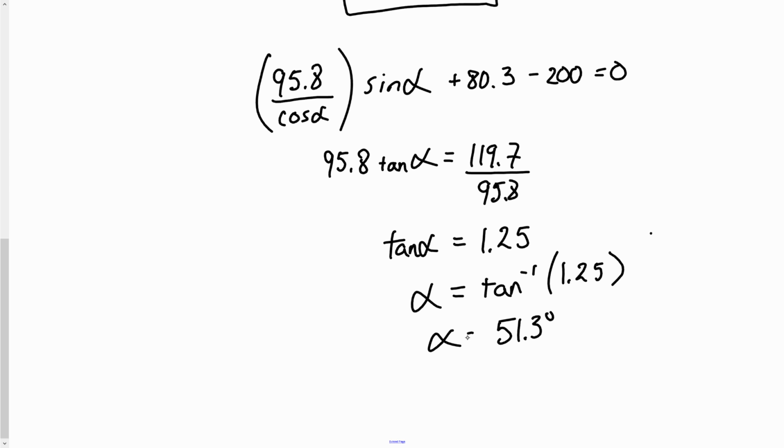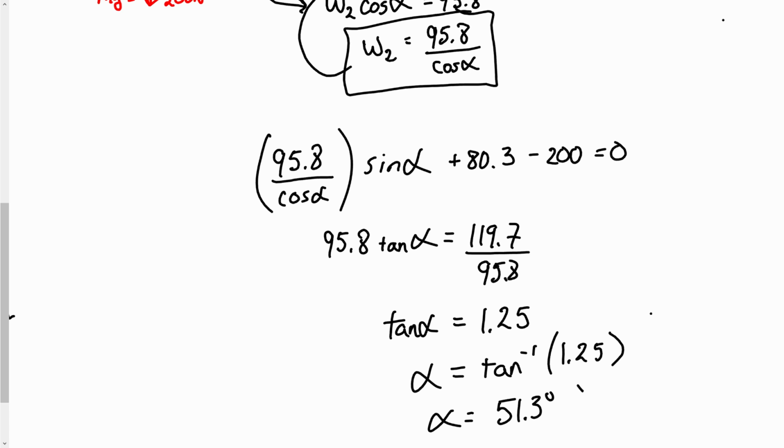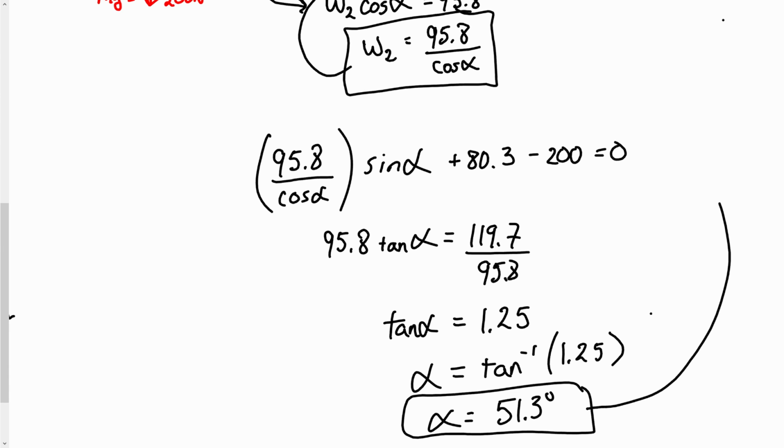That's my alpha. If you want to know what W2 is now, I'm not going to solve for it because you should be able to do it. All you would have to do is take your angle of 51.3 degrees, plug that back into our first expression, and 95.8 divided by cosine 51.3, and you'd have your solution to W2.